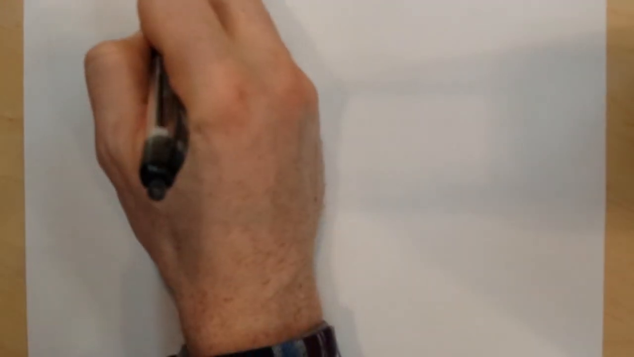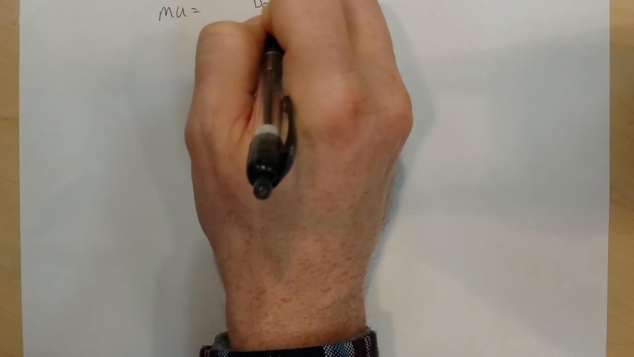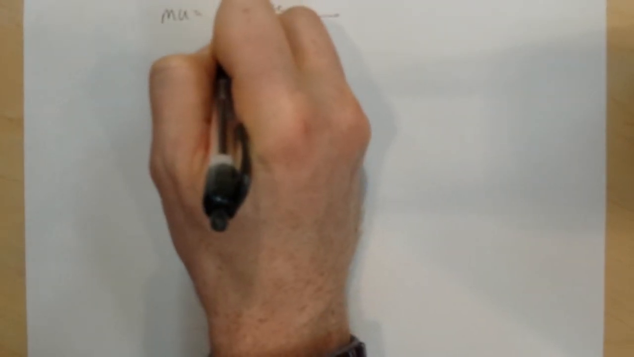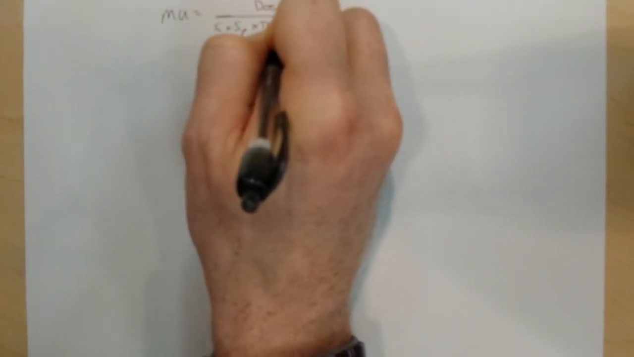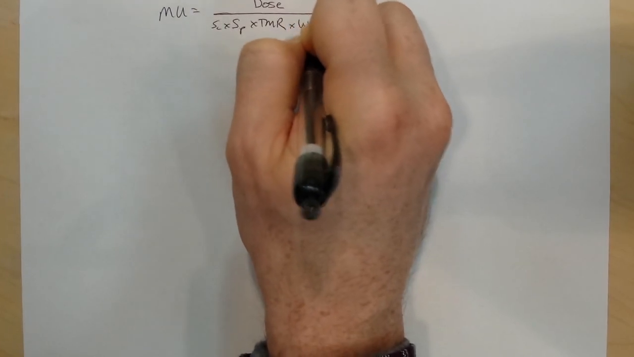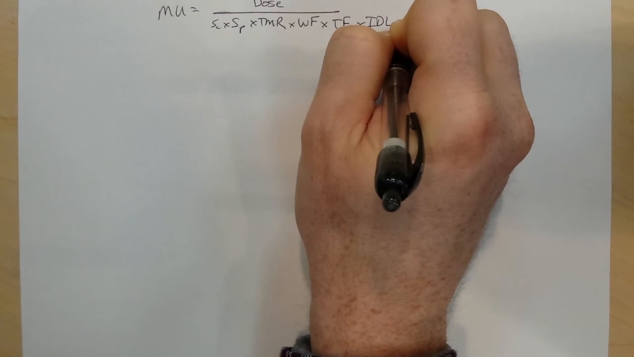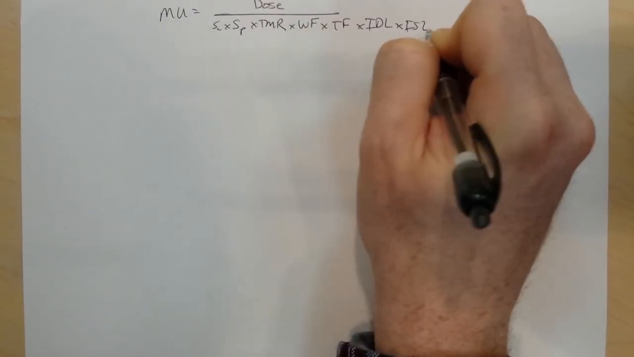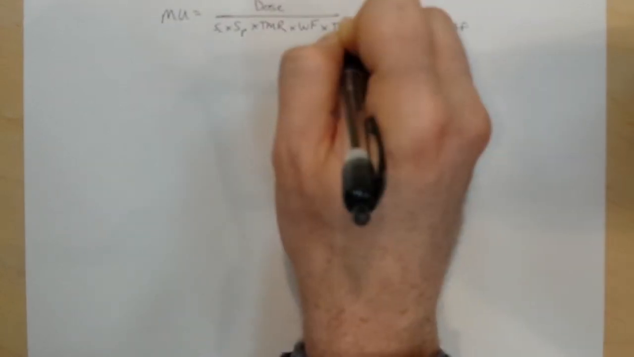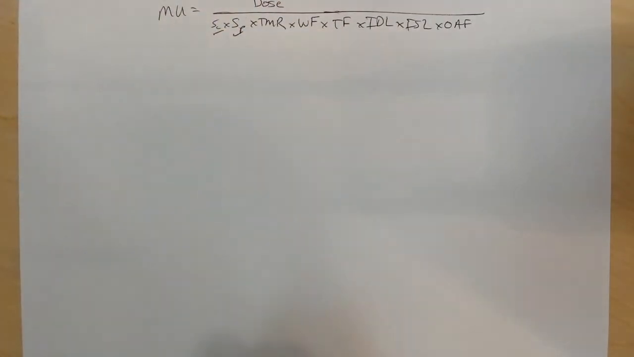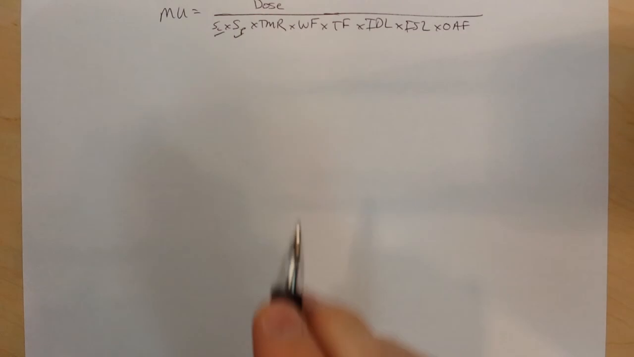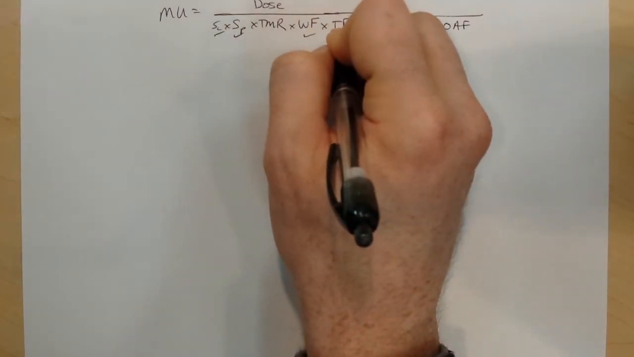So remember our monitor unit equation. Tray factor, isodose line, inverse square law, and off-axis factor. Some people call it off-axis ratio. So these two are done. S sub c, S sub p, the total scatter factor, S sub Cp. TMR we'll go back to. Now I want to talk about wedge factor and tray factor.